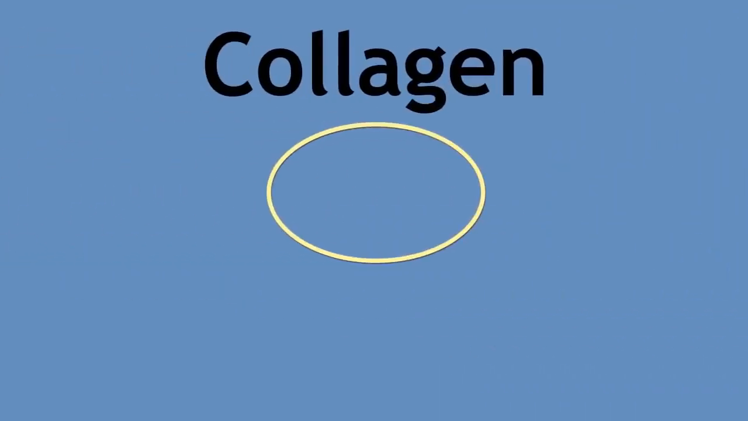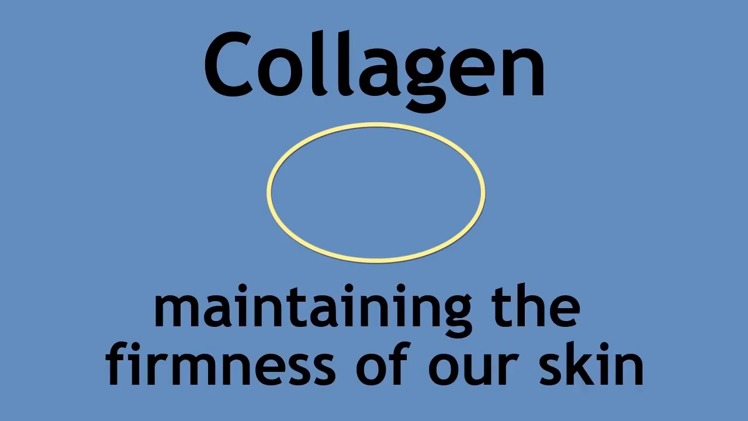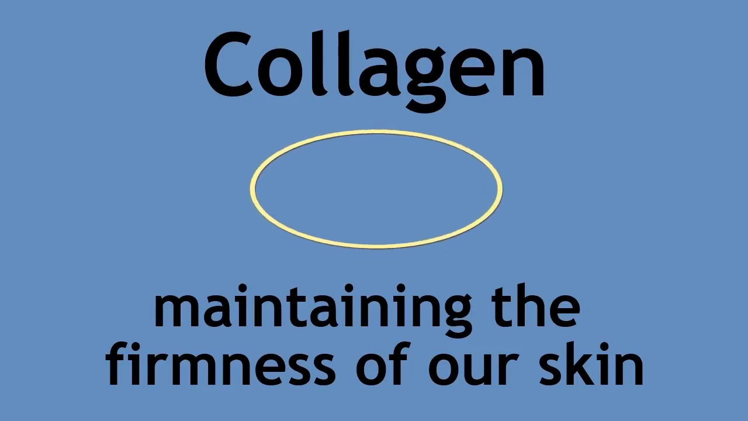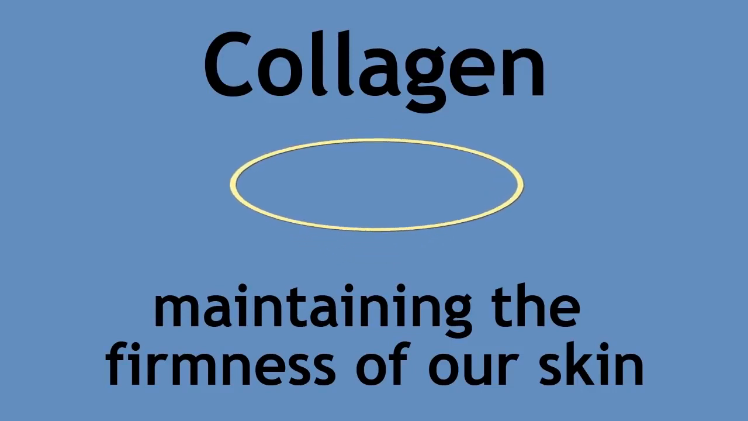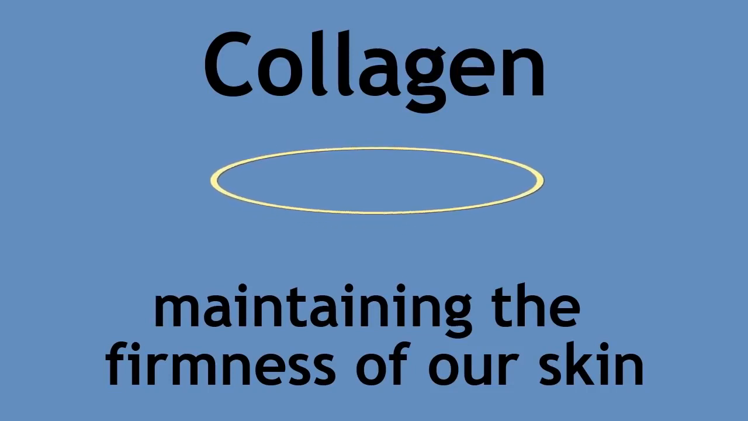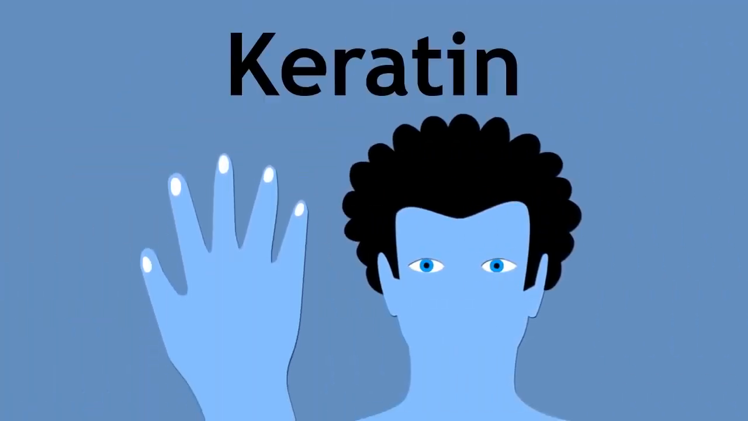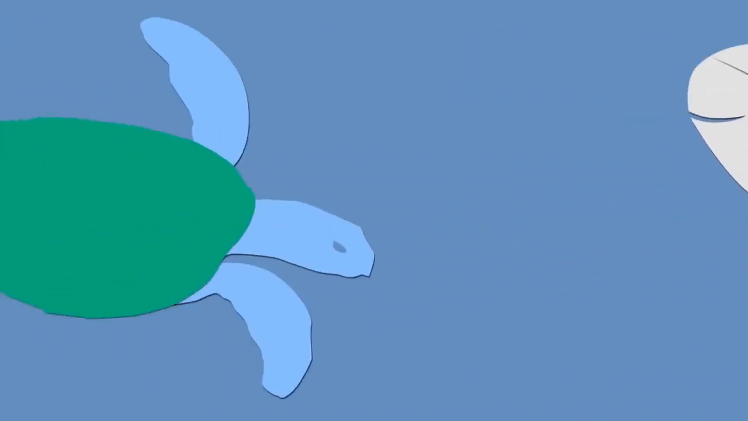Collagen is a fibrous protein responsible for maintaining the firmness of our skin. As time progresses, the collagen loses its elasticity, just like an overused elastic band. When this happens, grooves in our skin form, otherwise known as wrinkles. Hair and nails are made of keratin, yet another type of protein. Keratin is not exclusive to humans, but is also found in bird feathers, turtle shells, and cat claws.